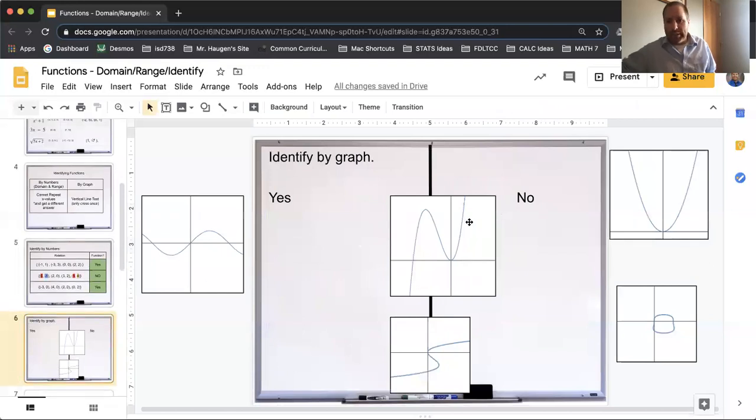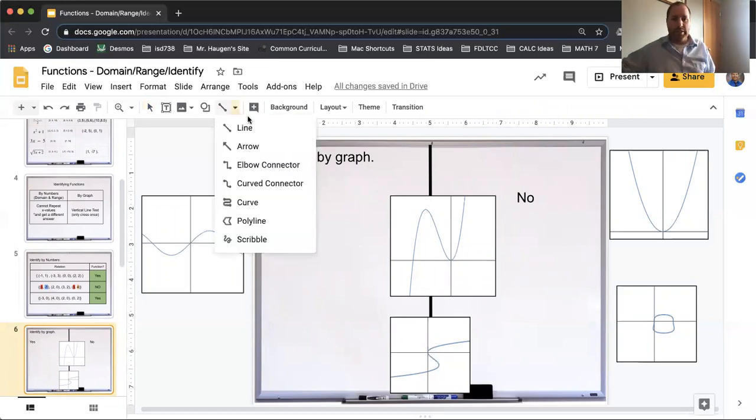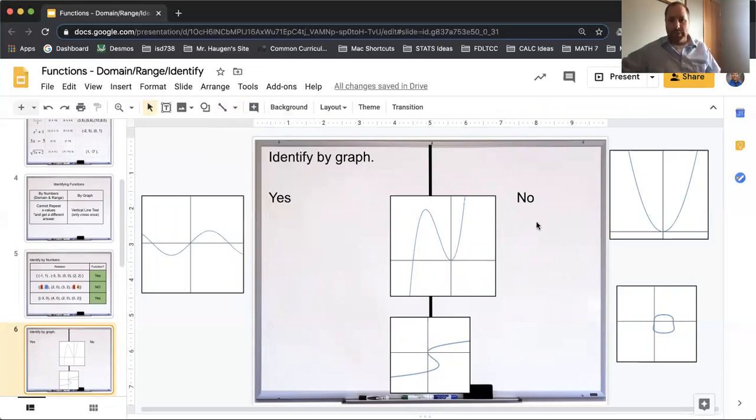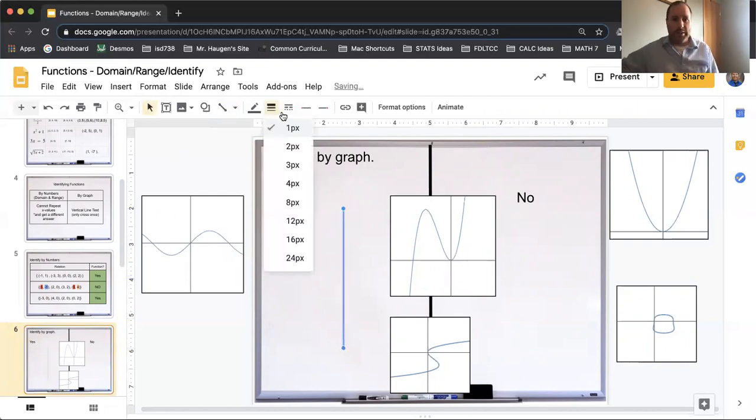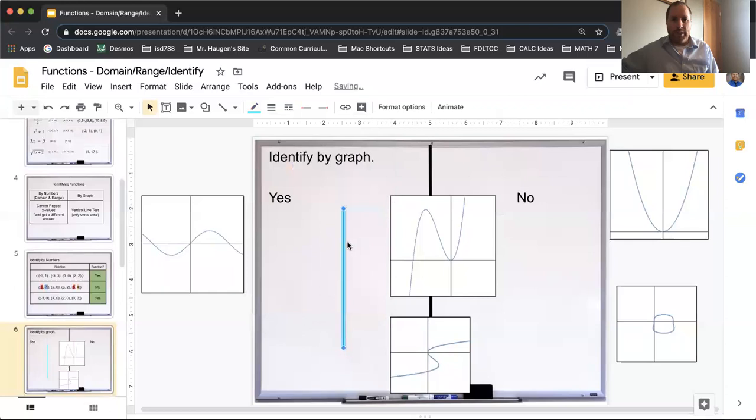Last example that we'll do on this one is to identify things by graphs, and we use what's called a vertical line test. So I'm just going to put in here a vertical line. Let me draw one that's straight up and down right here, and I'm just going to put that on top. We'll make it nice and thick, and a nice bright color so we can see where that thing is. I'm going to make that a nice teal color.